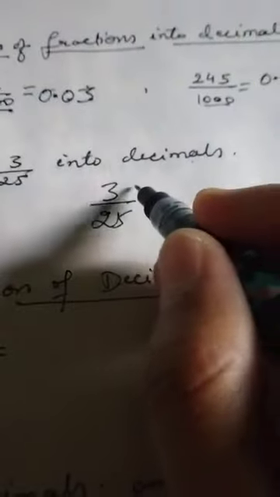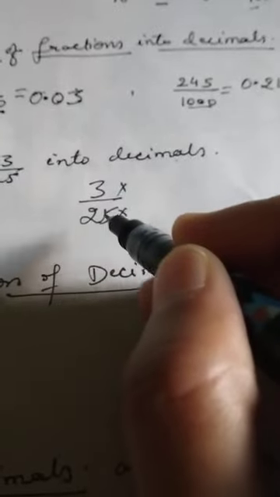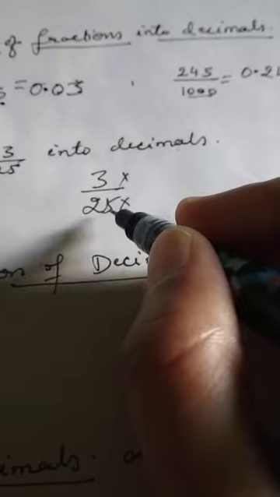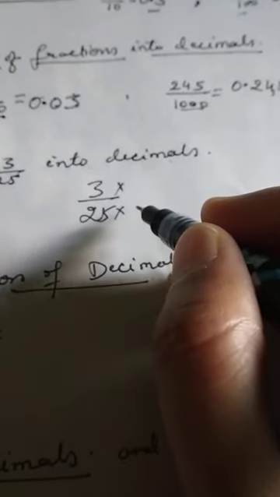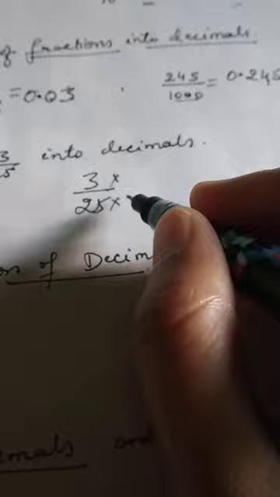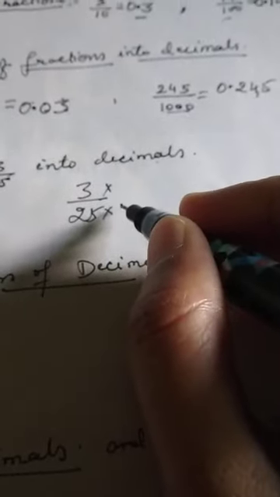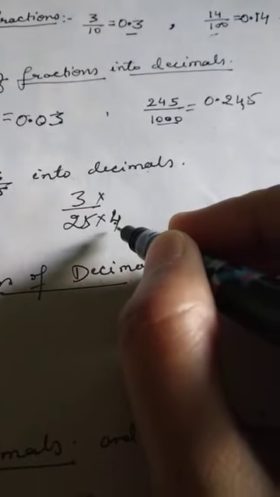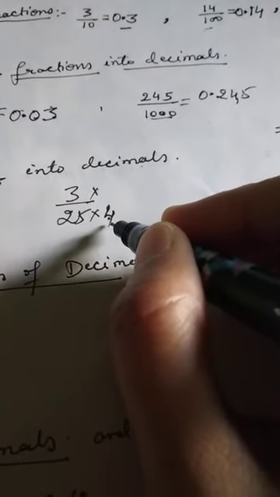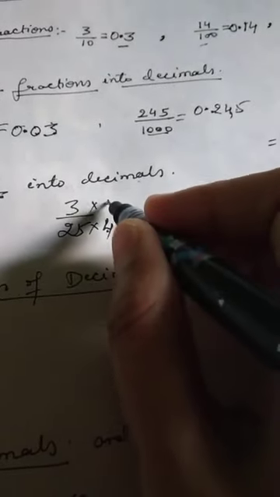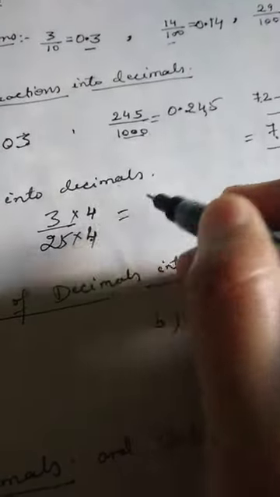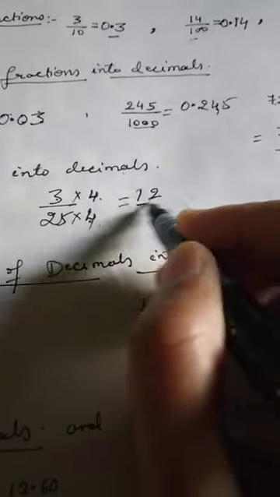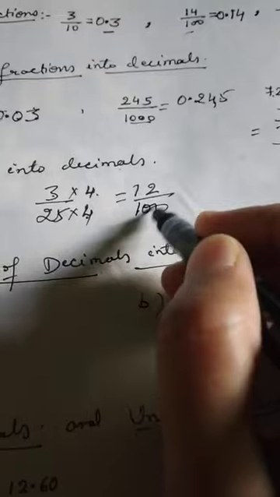You can change its denominator to 10 or a higher power of 10. Here is 25, so we will make its denominator a higher power of 10. We can make its denominator 100. To make the denominator 100, we need to multiply by 4 because 25 4s are 100. If you are multiplying the denominator by any number, we need to multiply the numerator also to maintain the equality. Now, 3 4s are 12 and 25 4s are 100.